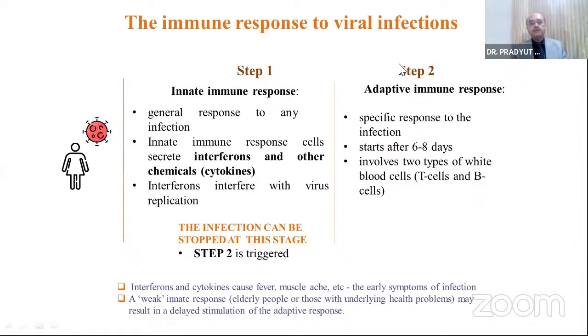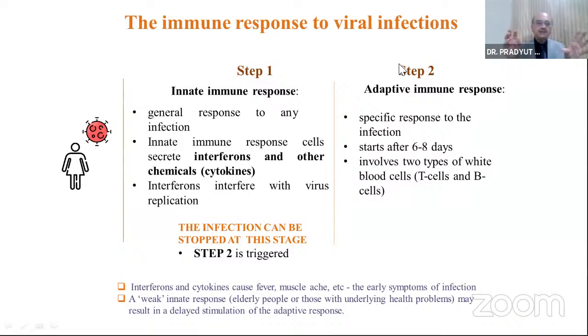Now, what happens when you get a viral infection? The immune response to viral infections can be divided into two steps. Step one, the initial response, is the innate immune response. That is what we discuss as the natural inborn immunity, which is a general response to any infection. Whenever we get any infection, our innate immune system comes into action.